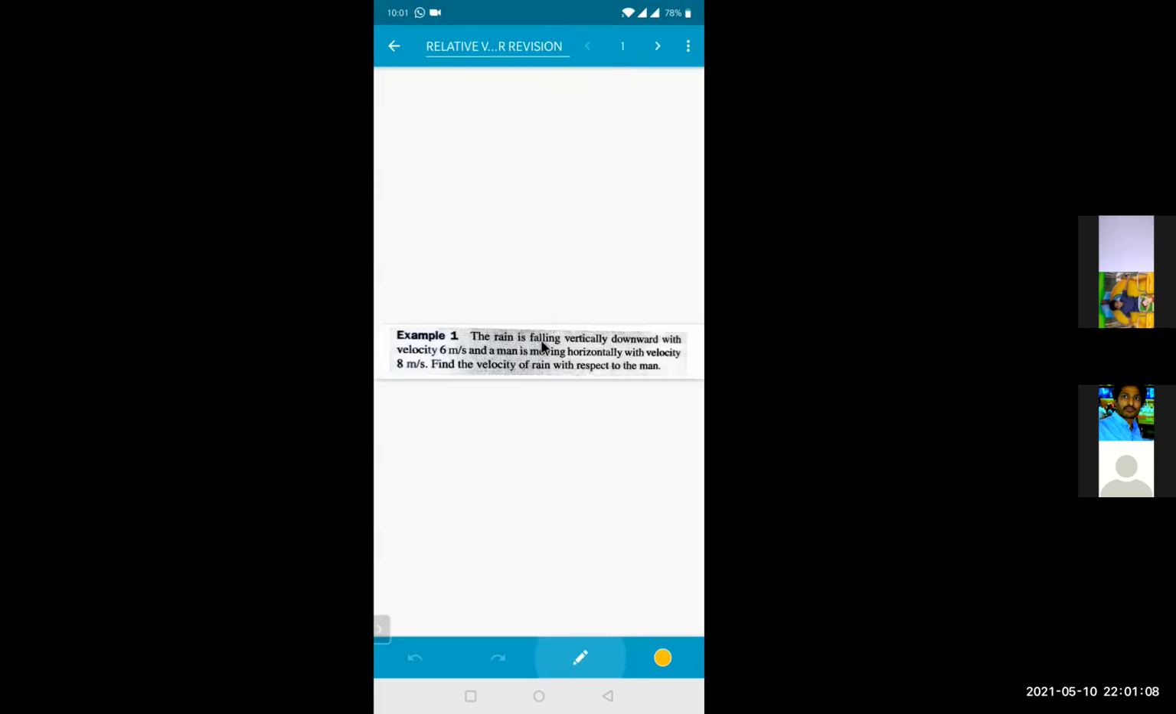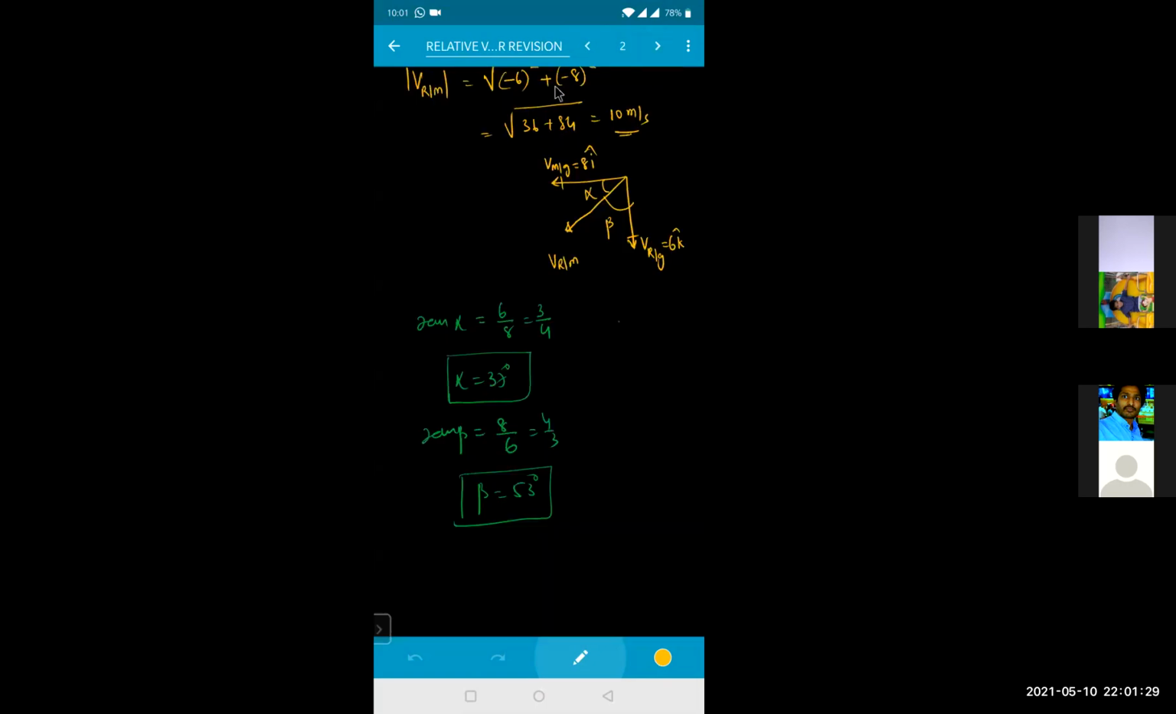See the first question. The rain is falling vertically downwards with a velocity of 6 meter per second, and the man is moving horizontally with a velocity of 8 meter per second. Find the velocity of the rain with respect to the man. The rain is falling vertically down, so you take it as minus k cap, with a velocity of 6 meter per second, and a man is moving horizontally with a velocity of 8 meter per second. I'm doing it by the vector method.